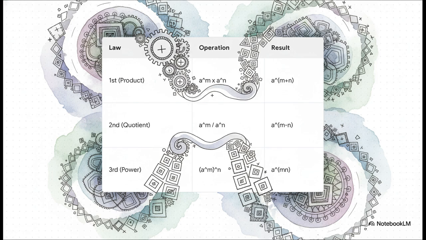The second law, the quotient law, shows that when you're dividing identical bases, you just subtract the powers. Division drops down to subtraction. And then the third law, the power law, reveals that a power raised to another power, you just multiply them. It's this beautiful, cascading system of simplification that steps really complex operations right down to basic arithmetic.